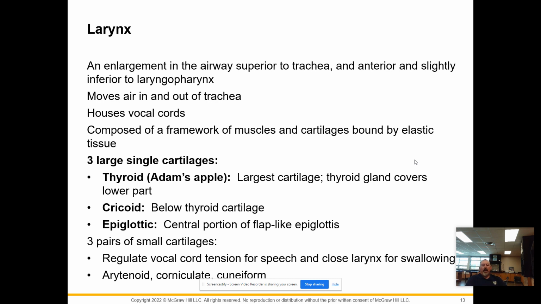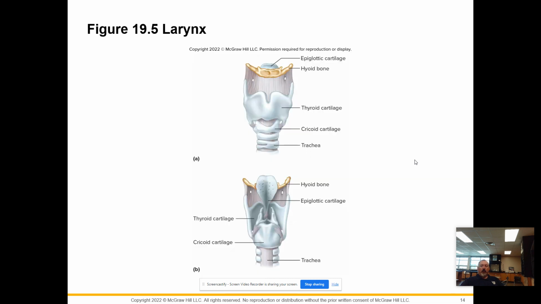The three pairs of small cartilages are going to regulate the vocal folds, vocal cord tension and speech, and close the larynx for swallowing, as I was talking about. We have the arytenoid, the corniculate, and the cuneiform.